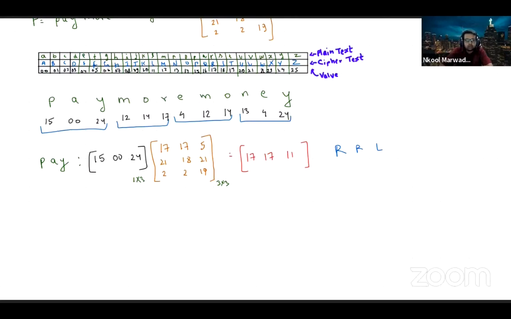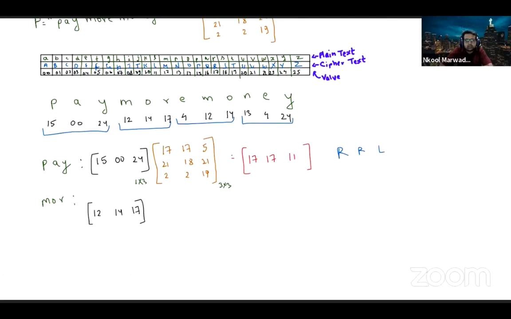Then we have MOR. For MOR we have 12, 14, 17, and we multiply it with the given key, 17, 17, 5, 21, 18, 21, 2, 2, 19. We will get 3 cipher numbers, that is 12, 22 and 01, and the corresponding ciphertext letters will be MWB. So MOR got converted into MWB. Similarly, we can do it for other blocks, and in this way we get the ciphertext.